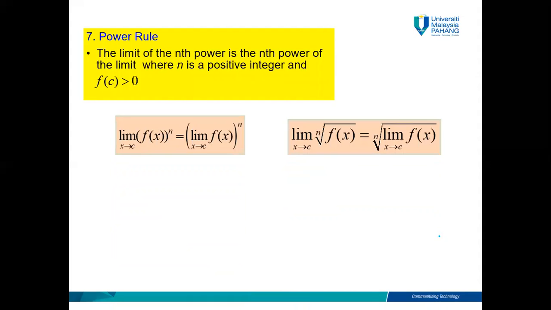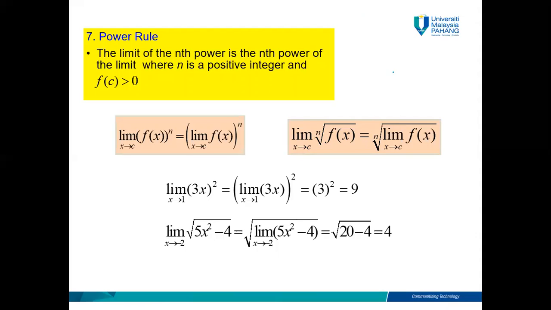Okay, power rule. I want to touch on it a bit more. If you have a square root, it is the same. The limit of the nth root of f(x) when x approaches c equals the nth root of the limit of f(x) when x approaches c. I already gave the example, and this one is the second example. The limit of the square root of 5x squared minus 4 when x approaches negative 2 equals the square root of the limit of 5x squared minus 4 when x approaches negative 2.